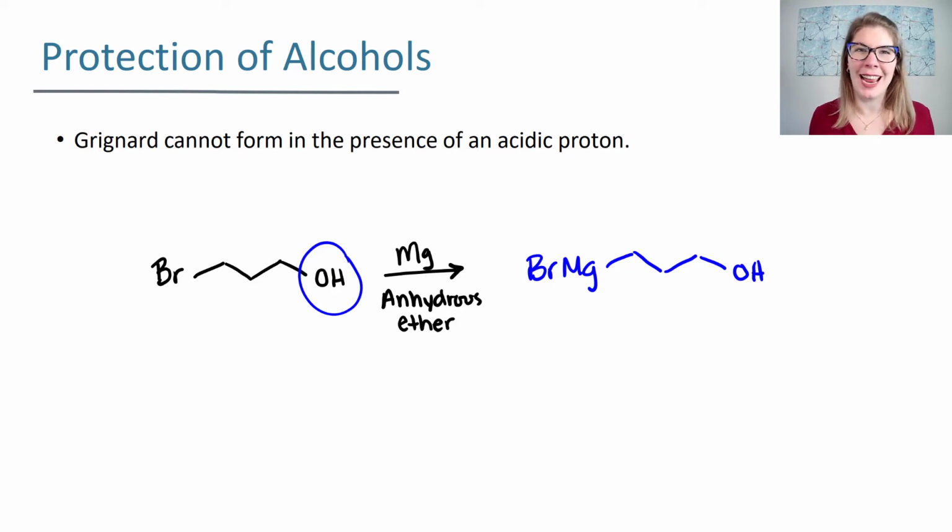When I say protect, I actually kind of think of it as like an invisibility cloak. I know that's super lame, but I really liked Harry Potter. So imagine Harry Potter put on his invisibility cloak. He covers up this OH and the Grignard can't find it. The Grignard can't react with it because it's covered up. So then you carry out the Grignard reaction and then you can take off that invisibility cloak. So that's what we do. We protect the alcohol. We carry out the Grignard reaction, and then we take off the protecting group. Let's look at how we do each of those.